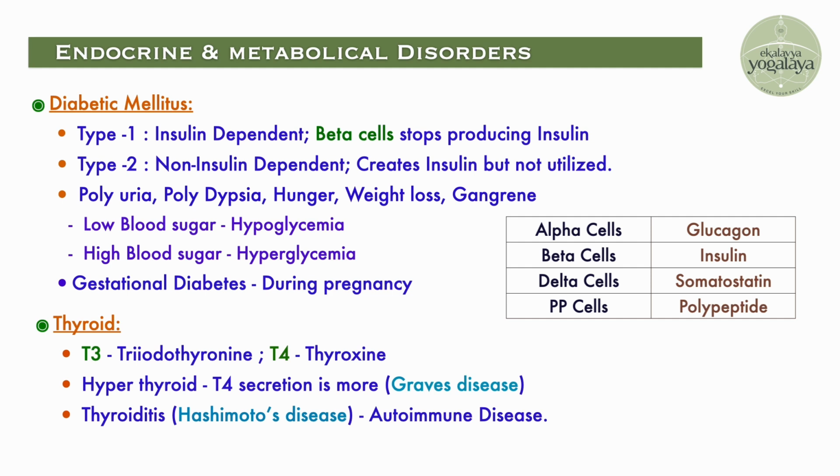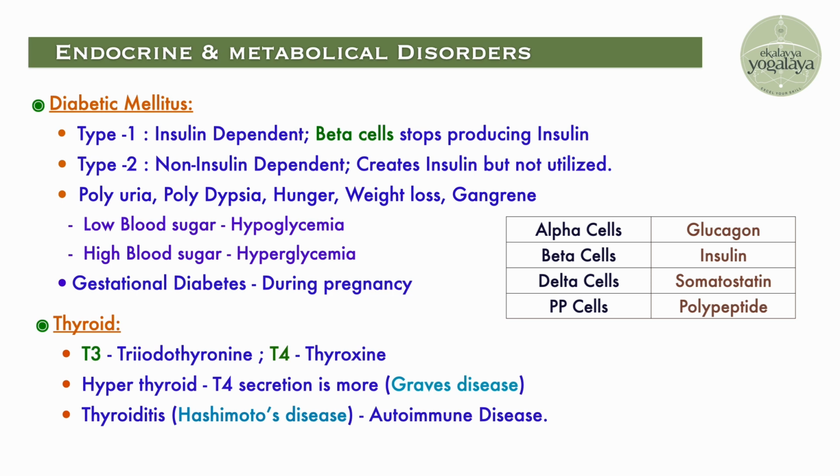Now we'll see endocrine and metabolic disorders. Most popular is diabetes. Type 1 diabetes is insulin dependent, where beta cells stopped producing insulin. Type 2 diabetes is non-insulin dependent. It creates the insulin but it is not utilized properly in the body. The symptoms are polyuria, polydipsia, hunger, weight loss, gangrene.